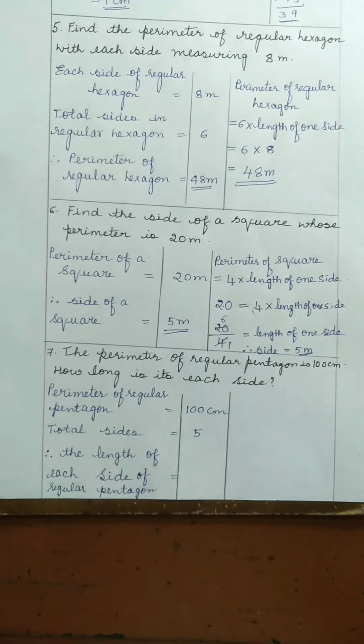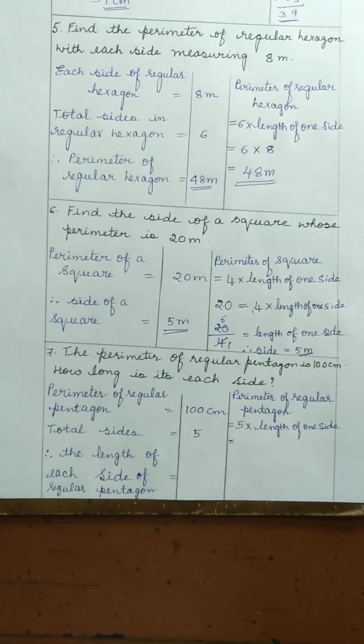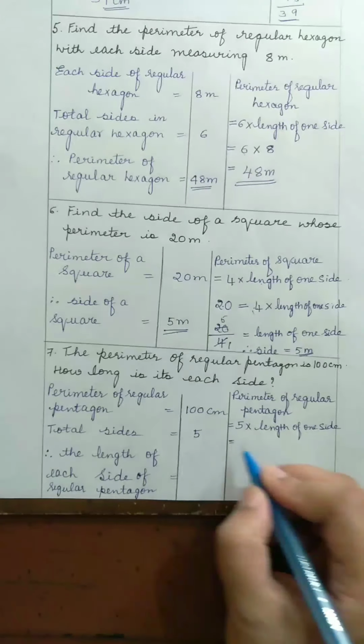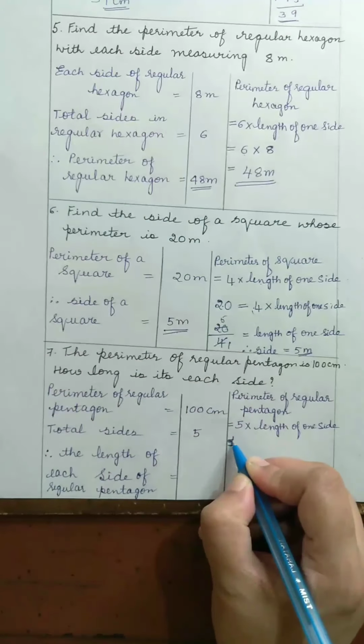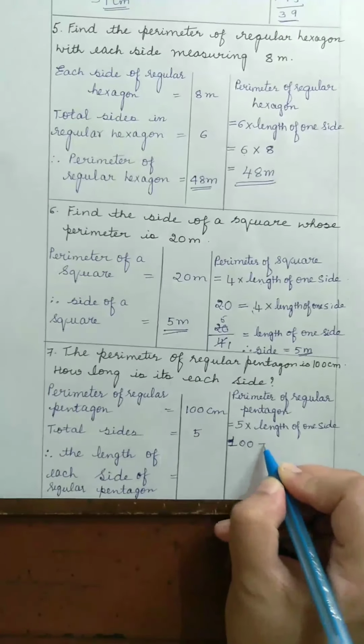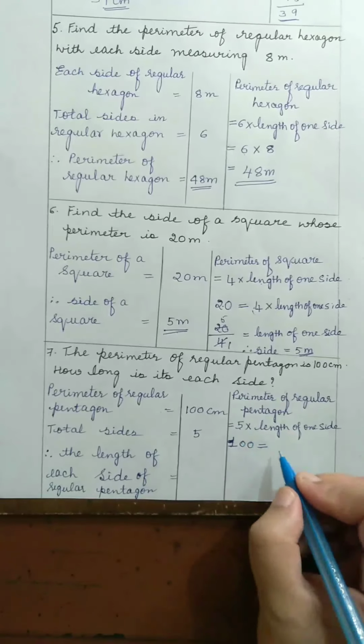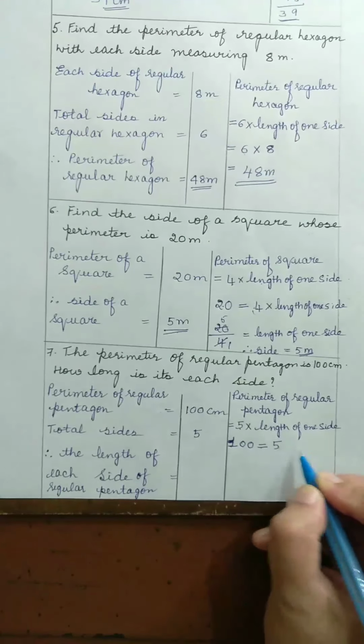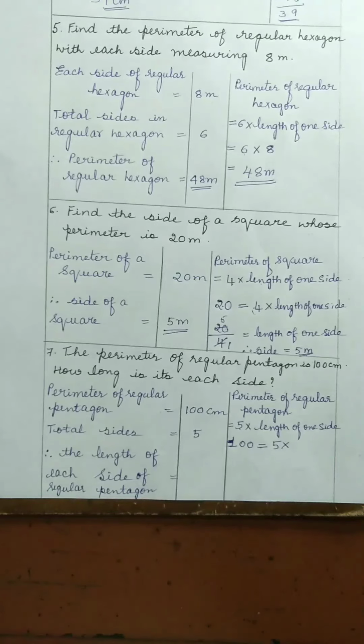Using the perimeter value, we have to calculate the length of each side of the regular pentagon. Therefore, we shall apply the formula for the perimeter of a regular pentagon, that is equal to 5 into length of one side. On substituting the values, the perimeter of the regular pentagon is 100 centimeter equal to 5, the total sides of the regular pentagon, into length of one side we need to calculate.